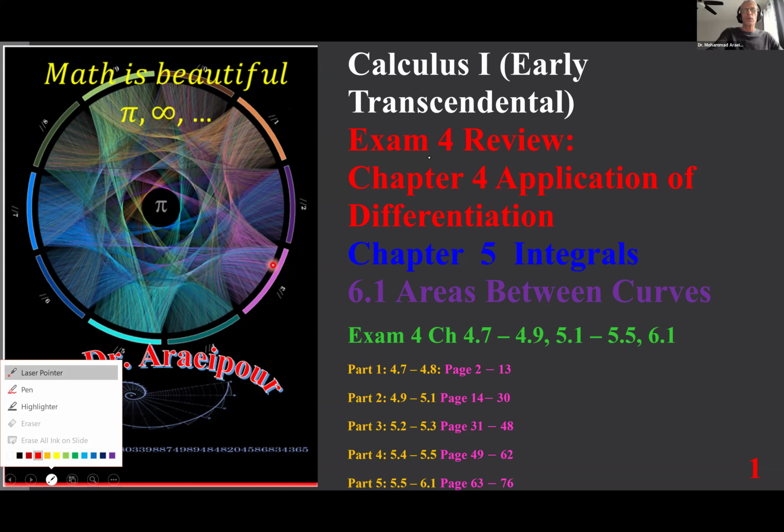Good afternoon, class. We are looking at the exam 4 review. Chapter 4, Application of Differentiations. Chapter 5, Integral. 6.1, Area between curves.